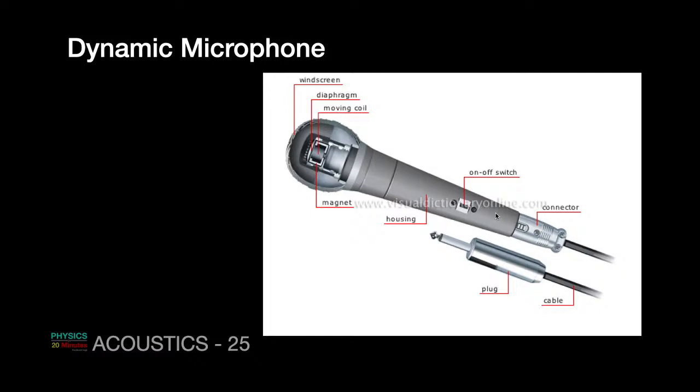This is a handle, or the housing, which keeps all the things together. There's an on-off switch, a connector, cable, plug, etc. So that's how a typical arrangement looks. Your actual sensing device is very small, placed here.